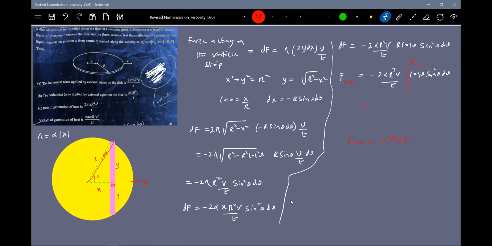There's everything, simplification of this. 4 alpha. Final answer, F net. 4 alpha r cube V by 3t. In the denominator, it should be 3t, sir. 3t. There's no option, no? So I'll make the change.